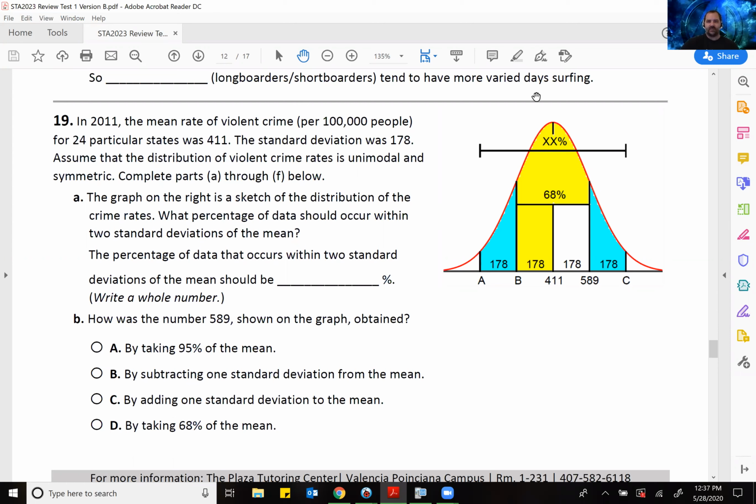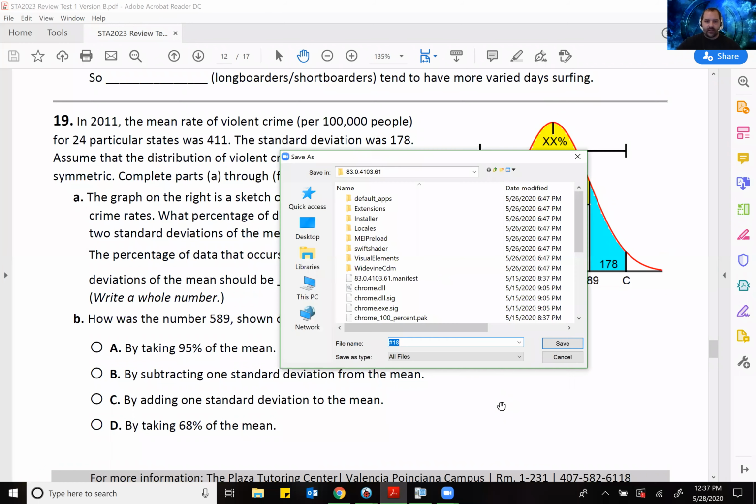I think I just had someone say that there's some chatting going on. Oh, we've got data. We've got data. Let me grab this and save this real quick. Let's go to desktop.